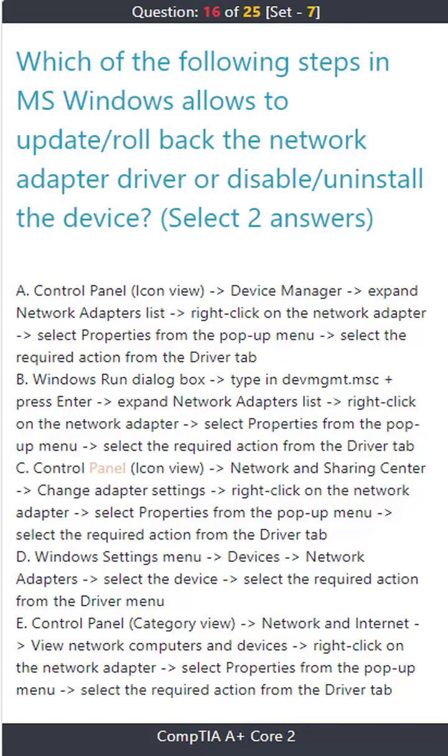C. Control Panel, Icon View, Network and Sharing Center, change adapter settings, right-click on the network adapter, select Properties from the pop-up menu, select the required action from the Driver tab. D. Windows Settings menu, Devices, network adapters, select the device, select the required action from the Driver menu. E. Control Panel, Category View, Network and Internet, View Network Computers and Devices, right-click on the network adapter, select Properties from the pop-up menu, select the required action from the Driver tab.